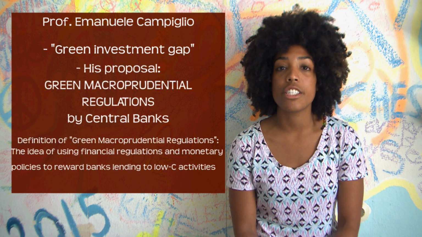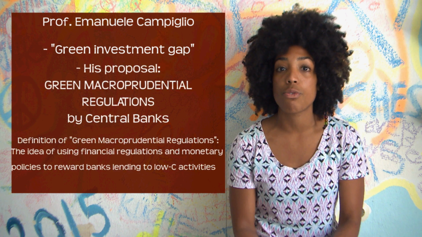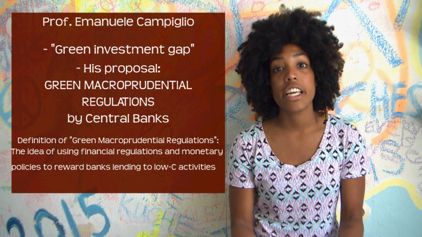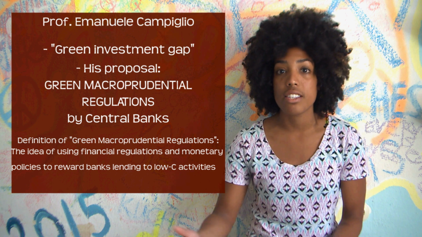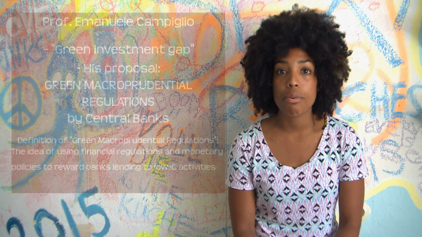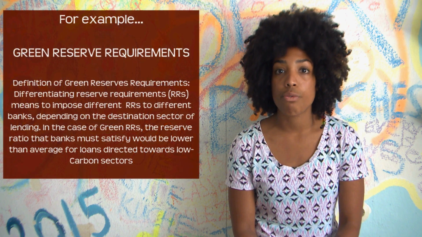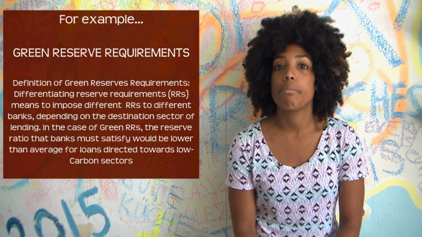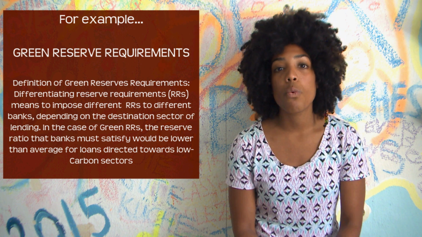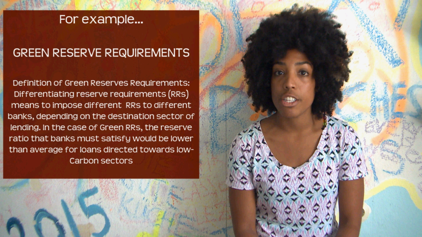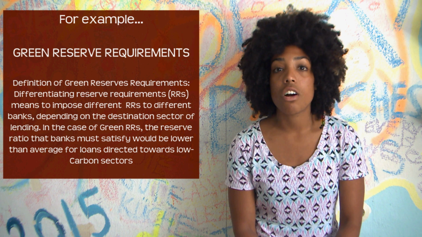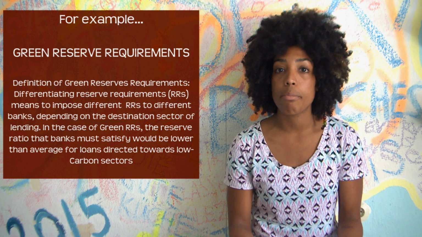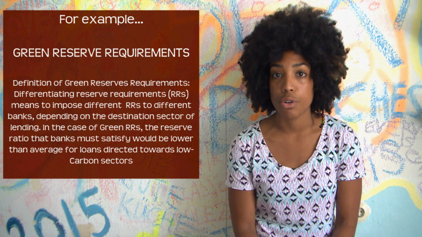His proposal is to introduce green macroprudential regulation by the central bank in order to make money flow into these sectors again. One example of the green macroprudential regulation is green reserve requirements. In order to get a better grasp of this concept, we need to talk about reserve ratio requirements. These are the proportion of a bank's liabilities that they need to hold in reserves.